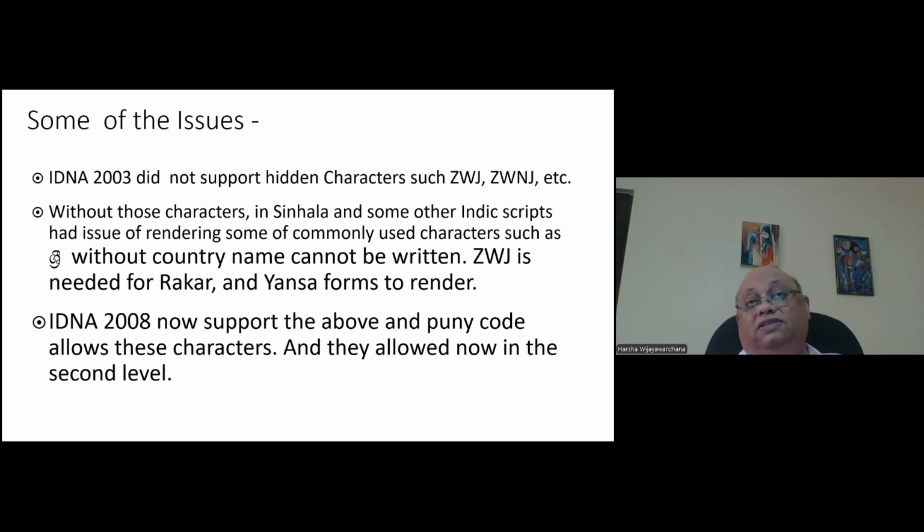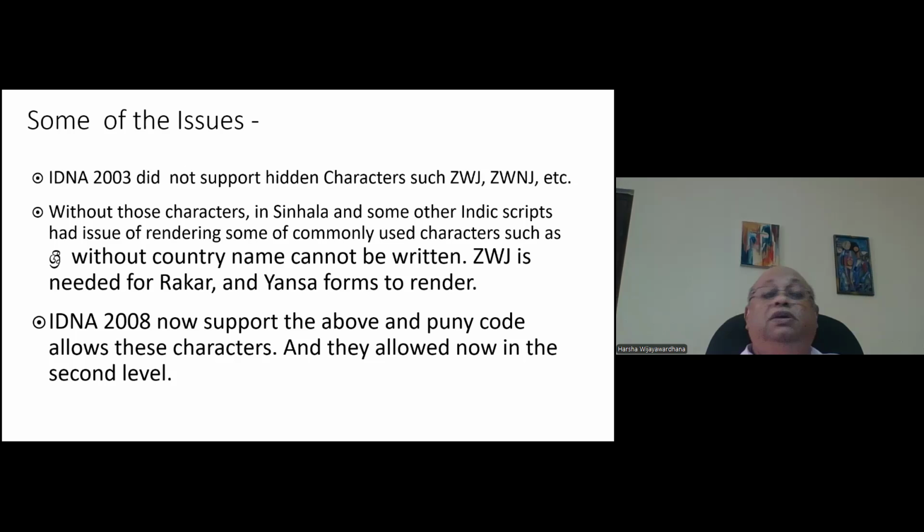So it allows these characters. Today, there are some places where it breaks. For instance, on Facebook, Meta, in the desktop applications, you have a little issue with the Rakar form or Yansa form. But when it comes to mobile versions, you don't have that issue. It gets rendered properly.